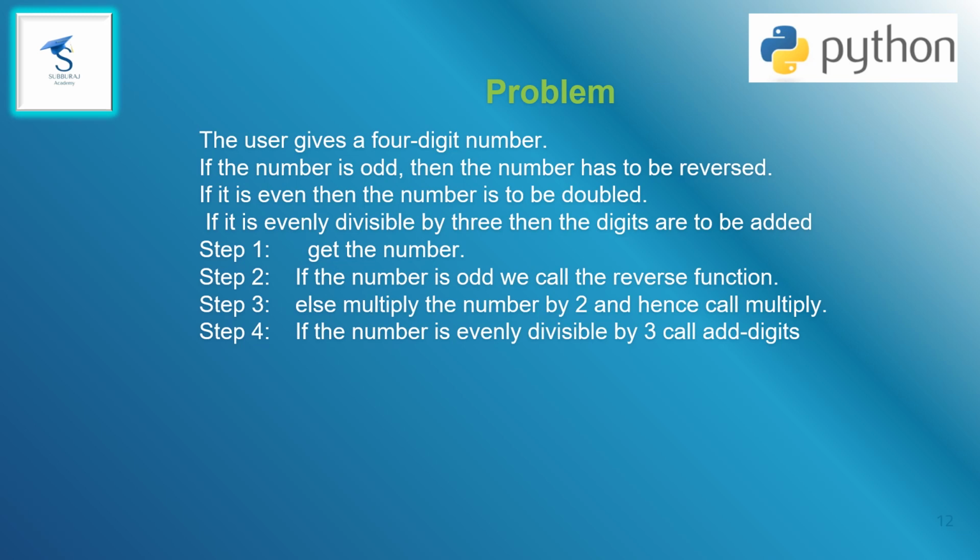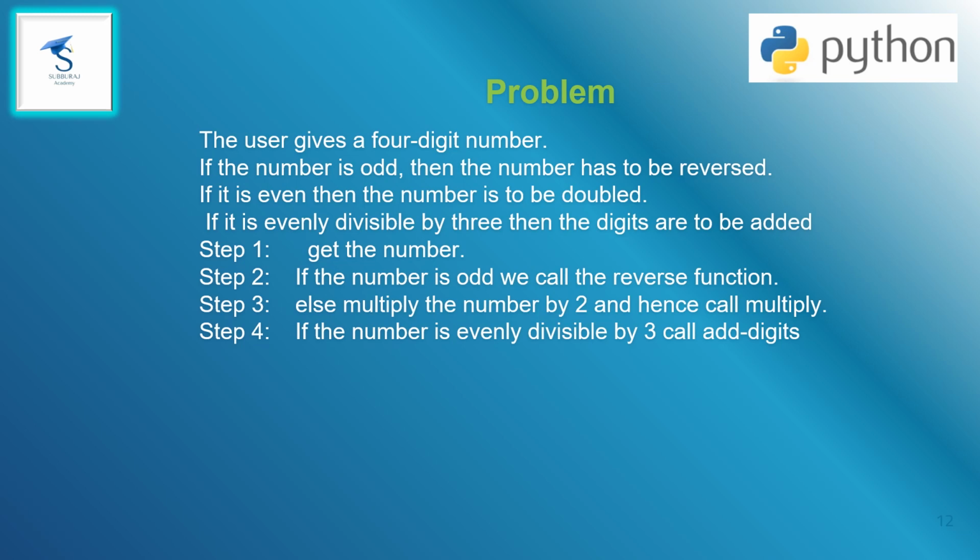Now, I'm defining a problem. The user gives a four-digit number, and if the number is odd, then the number has to be reversed. You know what is odd? 21 is odd. If it is even, then the number has to be doubled. If it is evenly divisible by 3, then the digits are to be added. Suppose it's 21. What will you do?